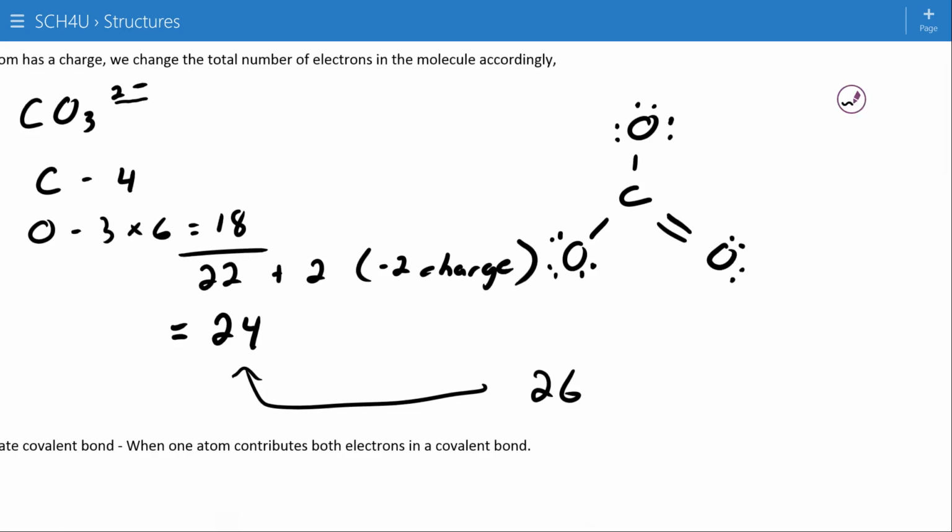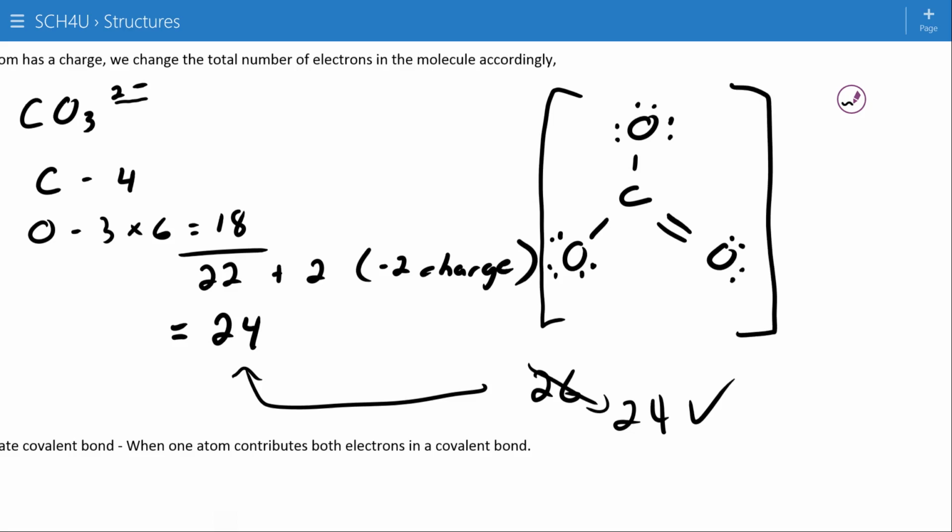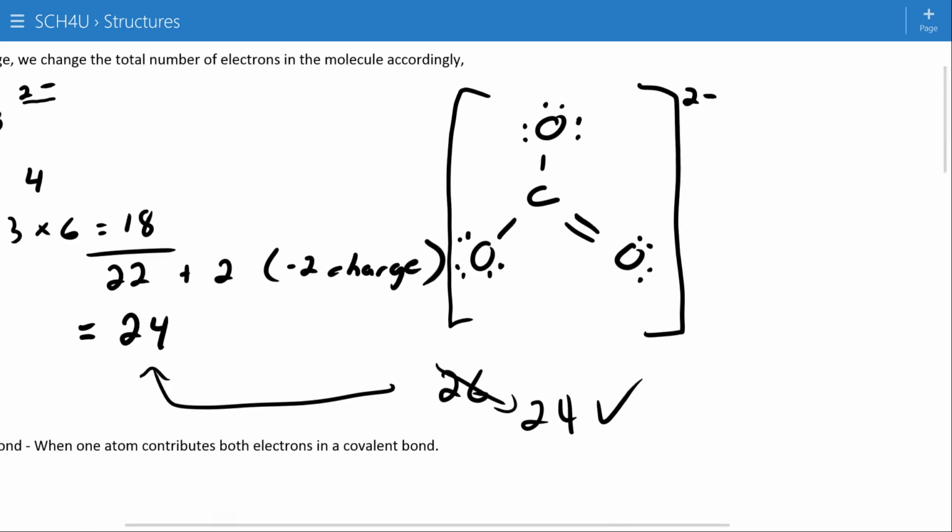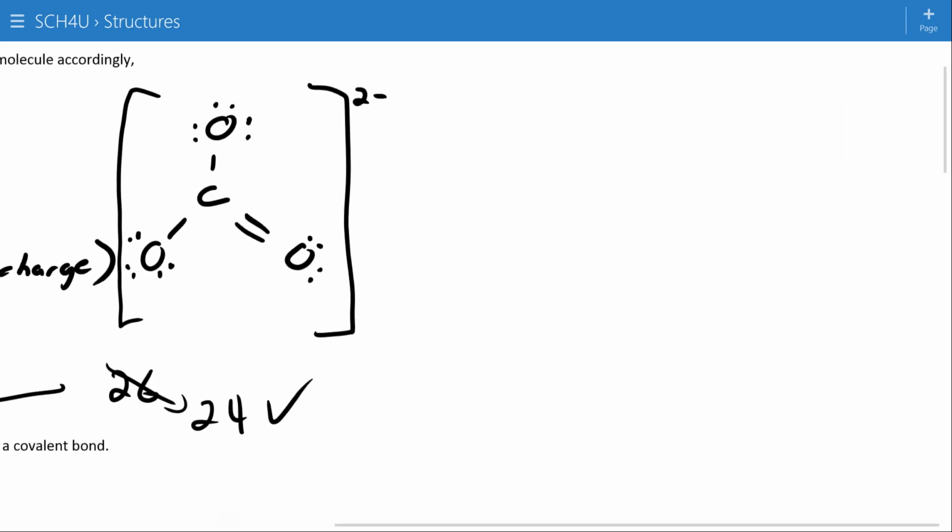Counting again, 2, 4, 6, 8, 10, 12, 14, 16, 18, 20, 22, 24. Now I've reduced it to 24, which is how many I need based on the overall number of electrons I had to work with in the first place. Because this atom has a charge, I put big square brackets around it, and I say it's 2 minus. So that's the Lewis structure for carbonate.